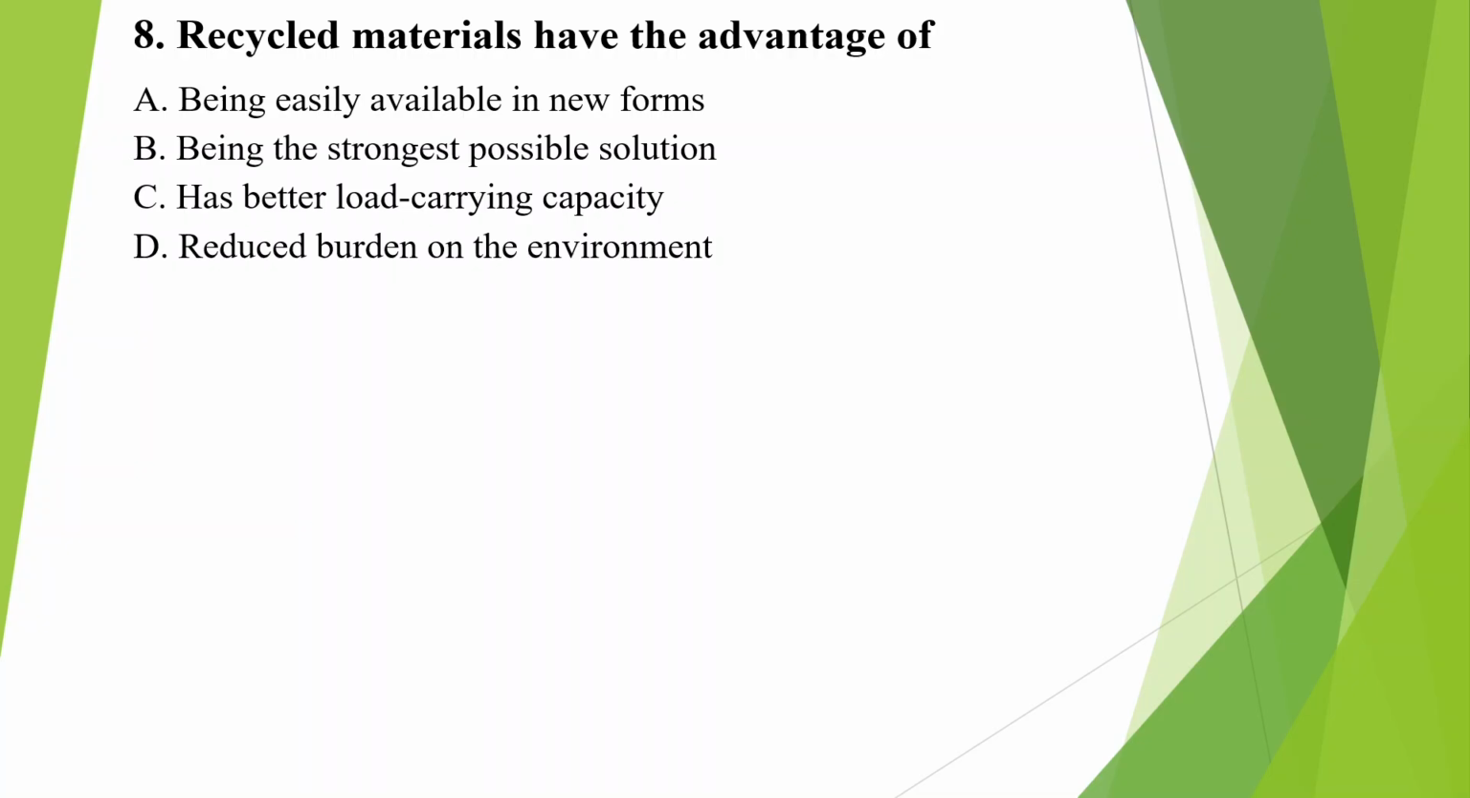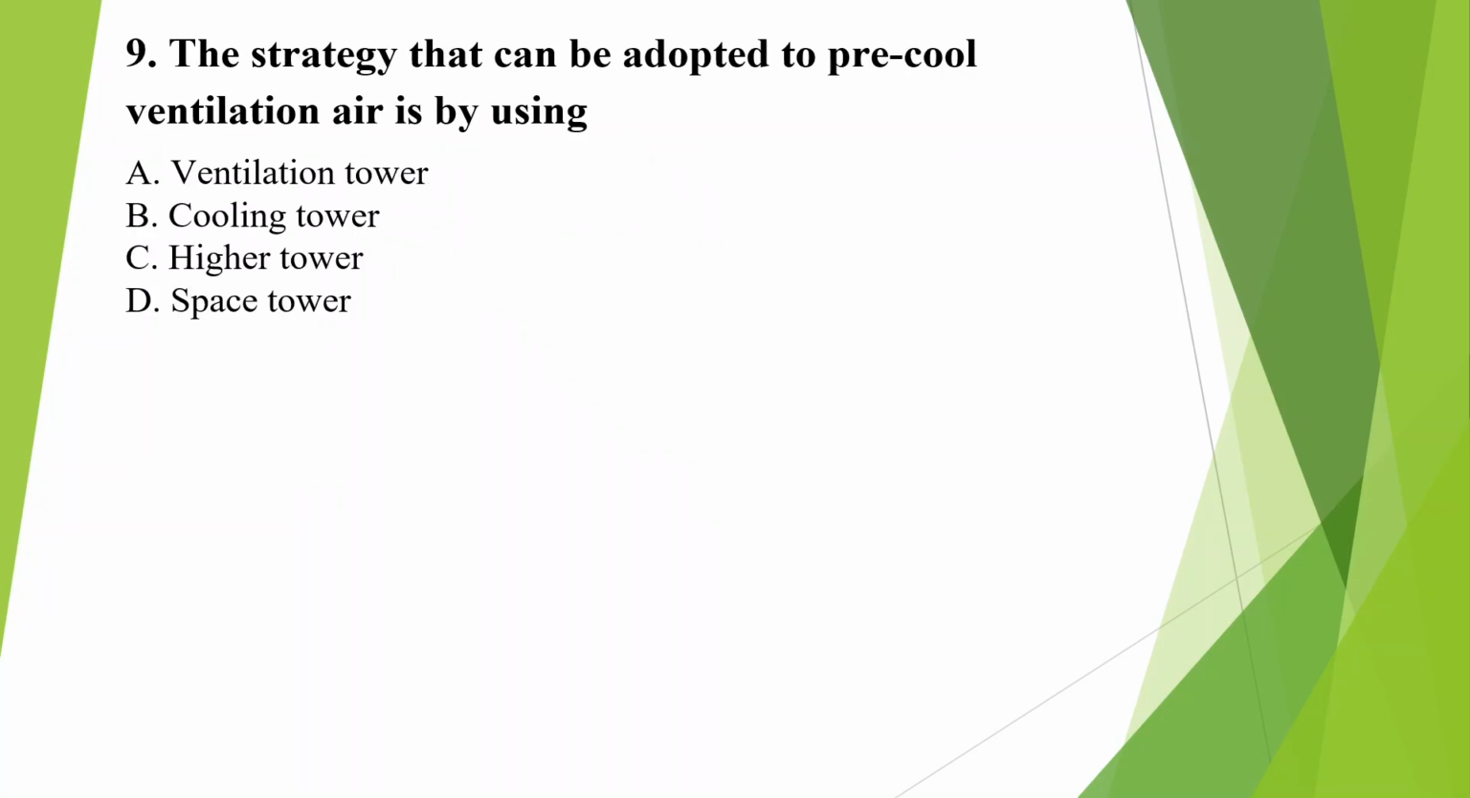Question number 9. Here is question number 9 for you all. The strategy that can be adopted to pre-cool ventilation air is by using, how can you pre-cool the ventilation air that has to be supplied indoors with the help of a ventilation tower, height tower, space tower, or cooling tower? Which of these terms you have heard is an effective pre-cooling strategy? Question number 9.